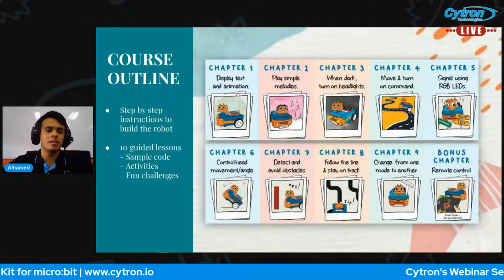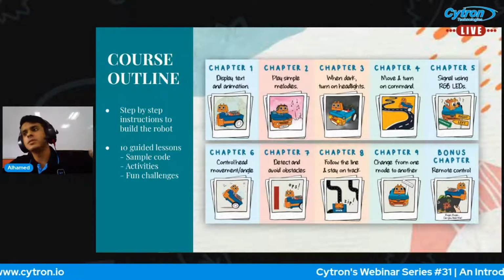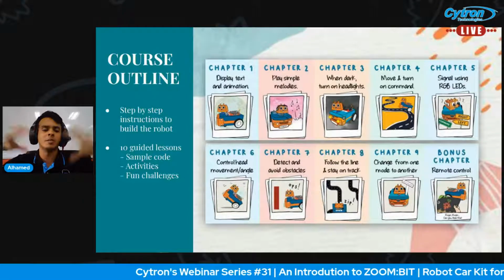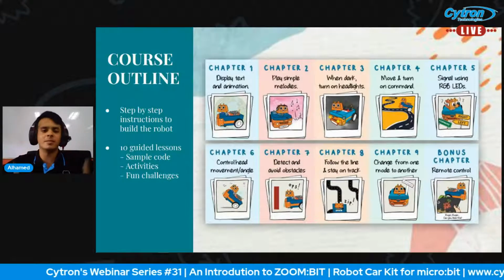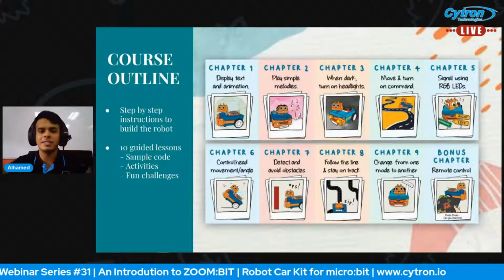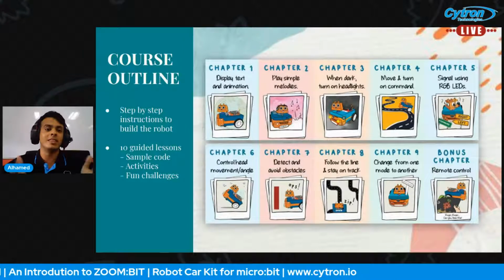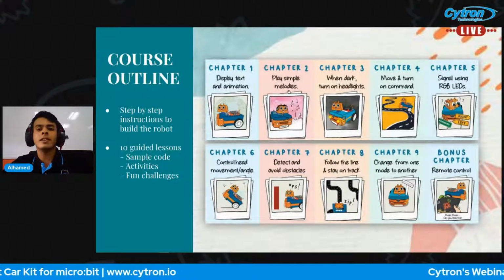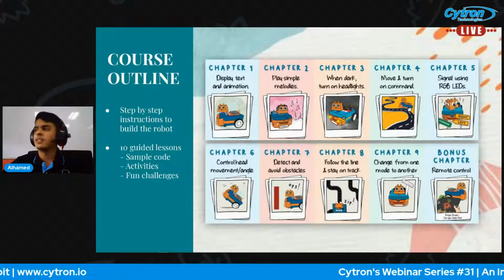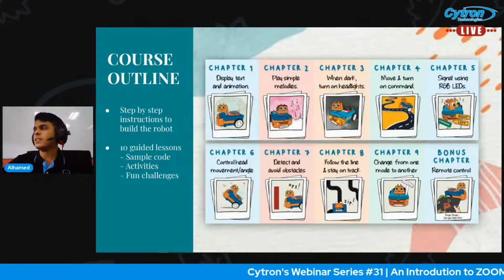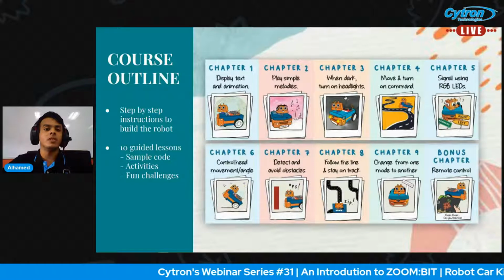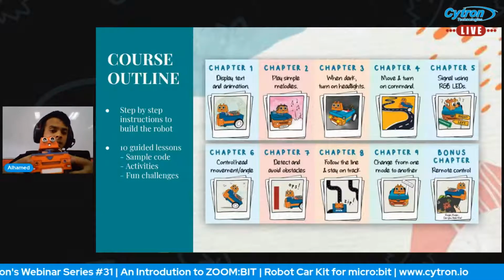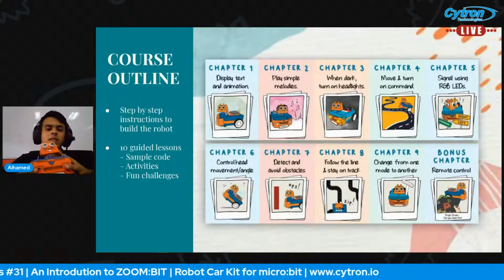In chapter one, you will be introduced to text display and animation on the microbit. It's really simple code just to get you started with the ZoomBit. In chapter 2, you will learn how to play some melodies on the microbit. In chapter 3, you are going to see how to turn on the headlights of the ZoomBit.